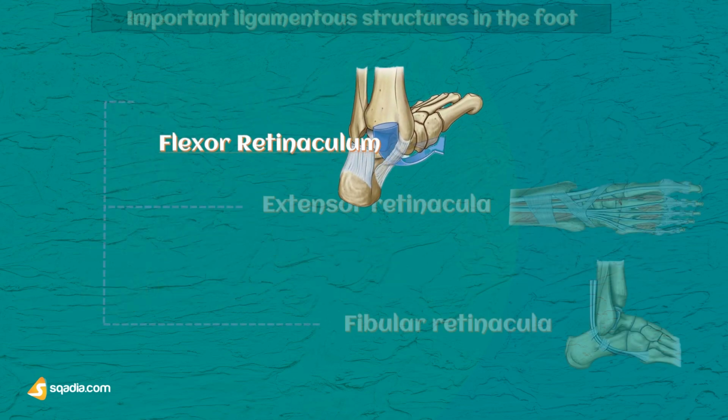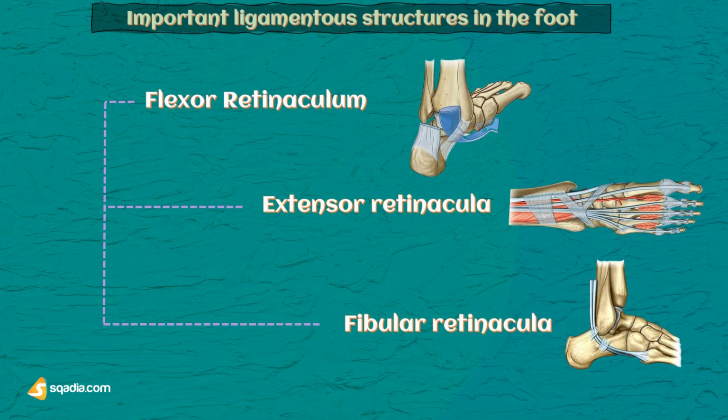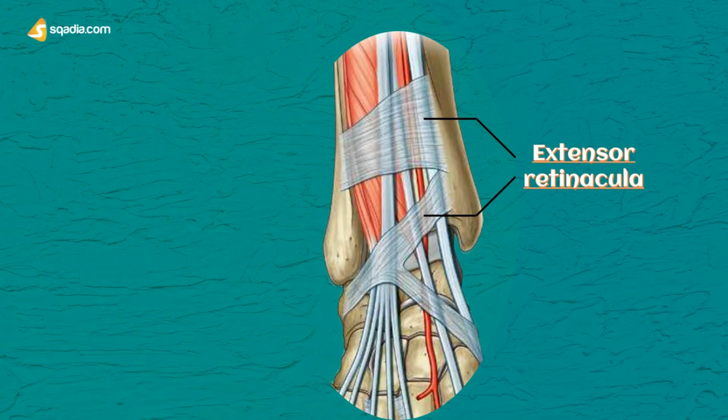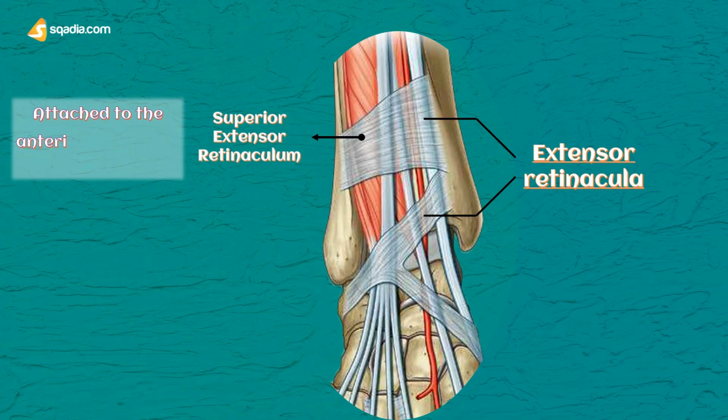Next is the extensor retinacula. The extensor retinacula strap the tendons of the extensor muscles to the ankle region and prevent tendon bowing during extension of the foot and toes. A superior extensor retinaculum is a thickening of deep fascia in the distal leg just superior to the ankle joint and attached to the anterior borders of the fibula and tibia.